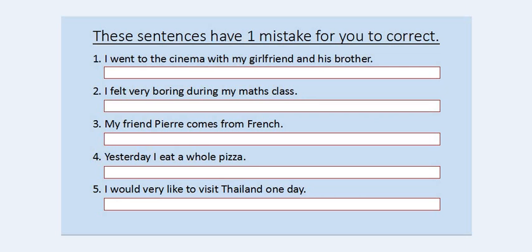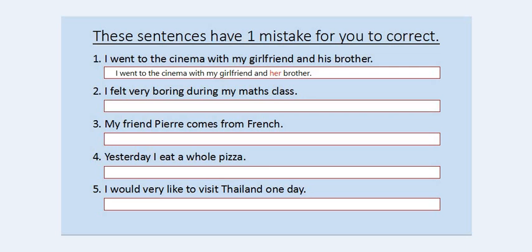Okay, let's look at the answers. Number 1, I went to the cinema with my girlfriend and his brother. What's the mistake here? Well, it should be I went to the cinema with my girlfriend and her brother. Brother is male, but girlfriend is female. And the brother belongs to the girlfriend, so it's her.